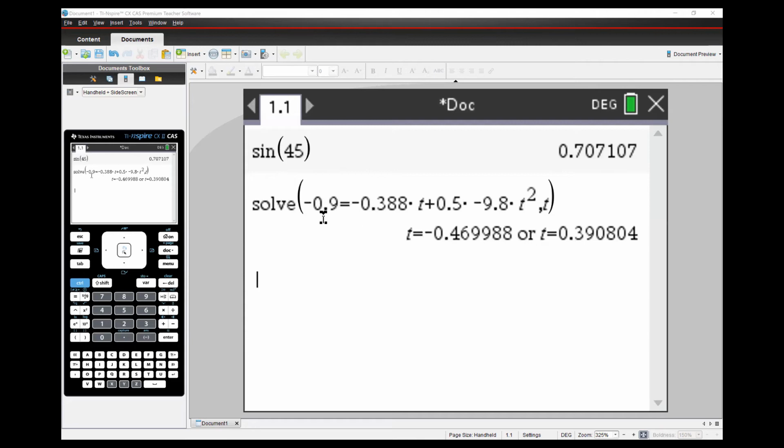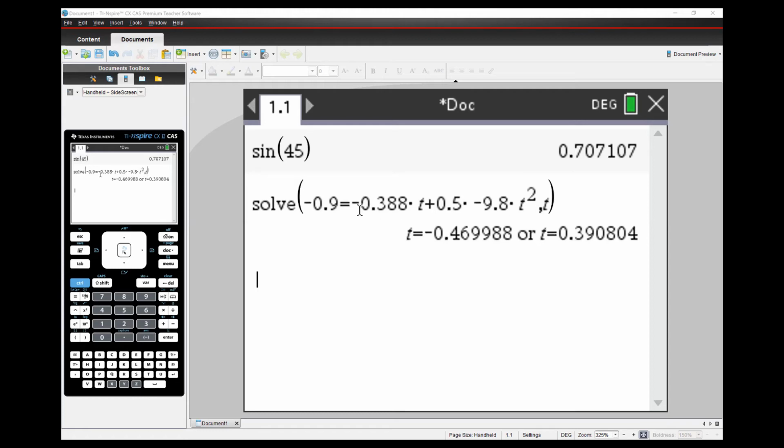And then this is the equation they had. It was falling 0.9 meters. The vertical component of the velocity they found using trig was negative 0.388. Since it was coming off a downward slope, it would have a negative, downward vertical velocity. And then that's just your 1/2 and the acceleration due to gravity. And so there's the equation. It has to be an equation. It can't be an expression. So there has to be an equal sign. And then after the equation, you put a comma and then the variable you want it to solve for.